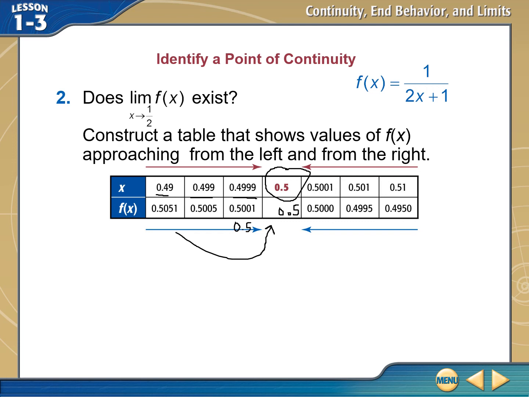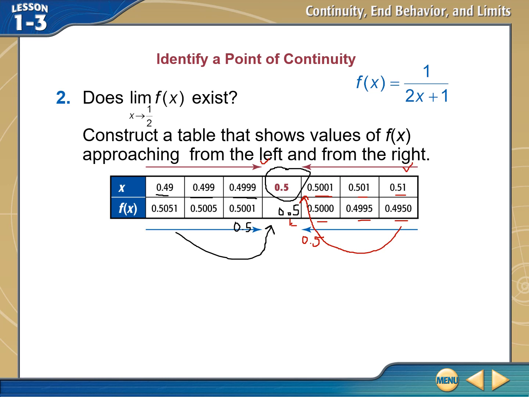Find numbers greater than 0.5, for example, 0.5001, we try to be as close as possible, 0.501 and 0.51. The answers are 0.4995, 0.495 and so on. So as I come closer and closer to this c from the right side, looks like the y is trying to approach 0.5. So what do you think? The limit exists or no? Yes, we say the limit exists if the left side is equal to the right side.